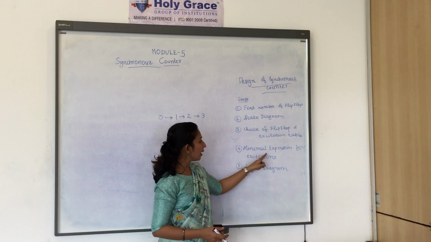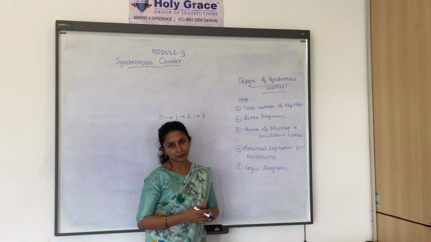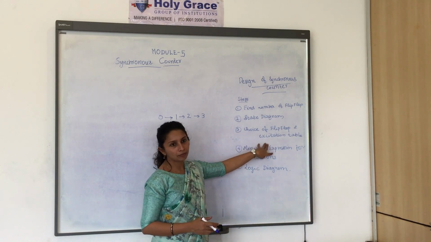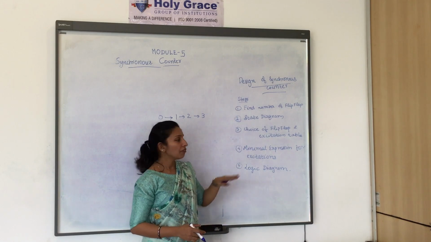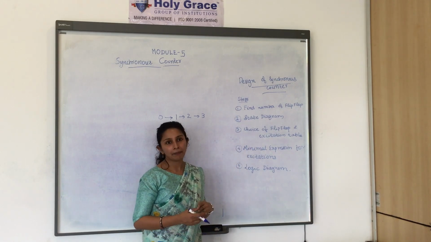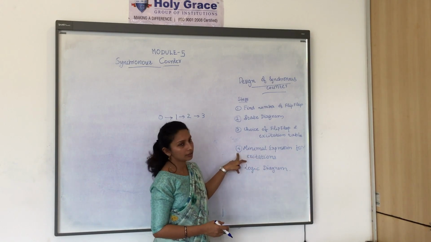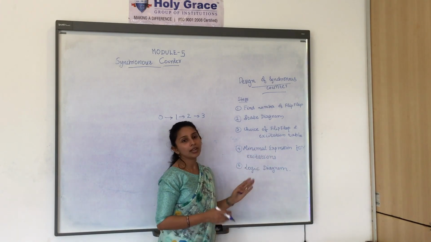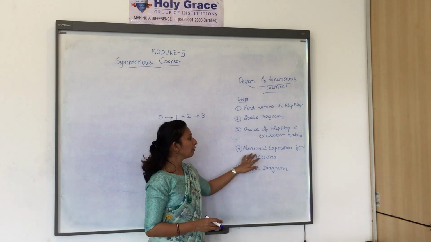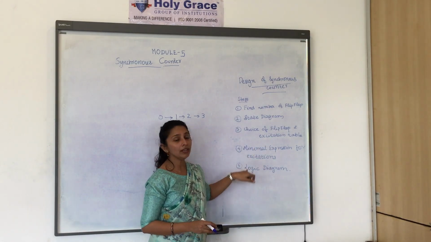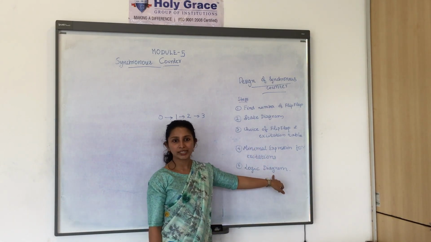Next is the minimal expression for the excitation. After selecting the flip-flop, we will draw a table. From that, we will draw the K-map and find the expression to implement it. That is step 4, minimal expression for excitation. And finally, when we get the equation, we will implement it using the logic diagram.